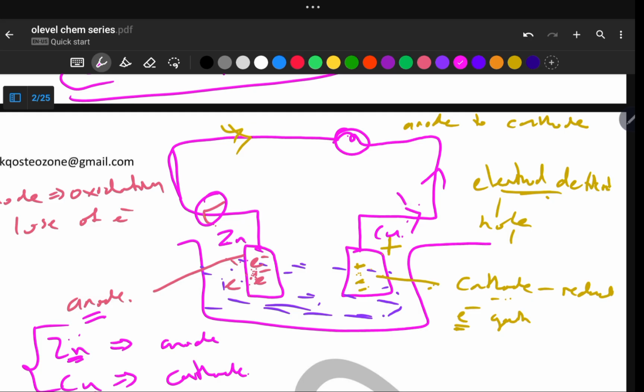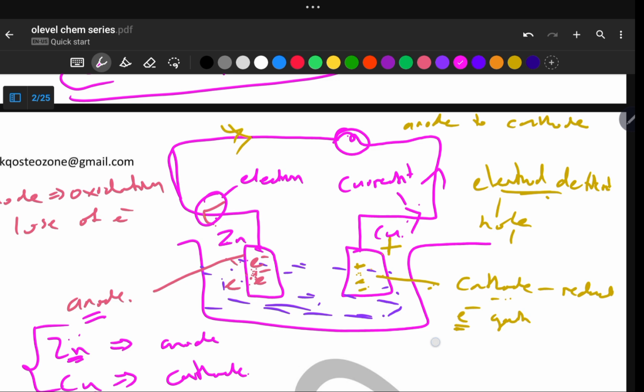So the flow of current, and then this one is the flow of electrons. Are we together? You must be able to give these differences, right? So this is what you need to understand for the electric cells. These are the differences we have between the electric cells and the electrolytic cell.